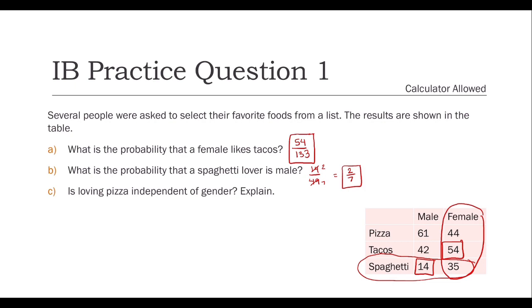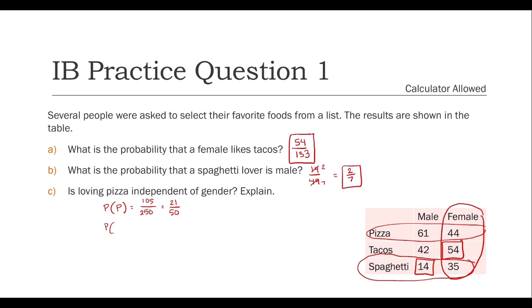And then C says, is loving pizza independent of gender? Explain. So our probability of loving pizza is going to be our total of our pizza row divided by our total of everything. So that would be 61 plus 44, which is 105, out of our total number, which is 250. So that can simplify to 21 out of 50. So that's our probability of pizza.